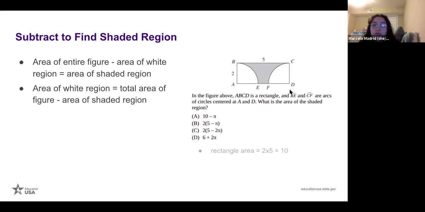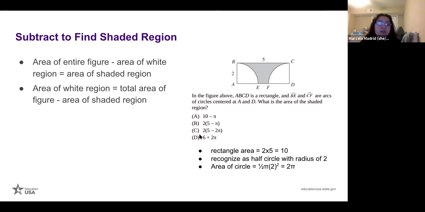And what you would do is find the area of the rectangle first, which you know is going to be 10, since you're given the lengths 2 and 5. And then you're going to recognize those 2 arcs would make a half circle with a radius of 2. So you have the area of a circle. If you don't remember the area of a circle, congrats, you have a formula at the beginning you can look back to. But if you remember the area of a circle, you plug that in with 2 to get 2 pi. Then you have 10 minus 2 pi, which you can expand to 2 times 5 minus pi.